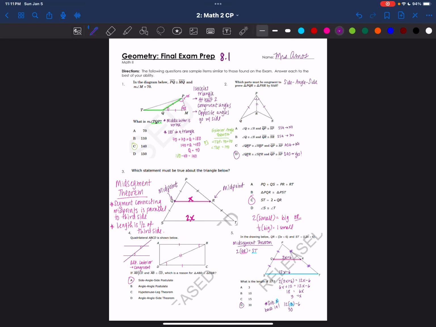All right, we're going to do geometry final prep. So I've done a bunch of the work on here. Make sure you're paying attention and you're writing all these notes down, and make sure you're showing all your work.